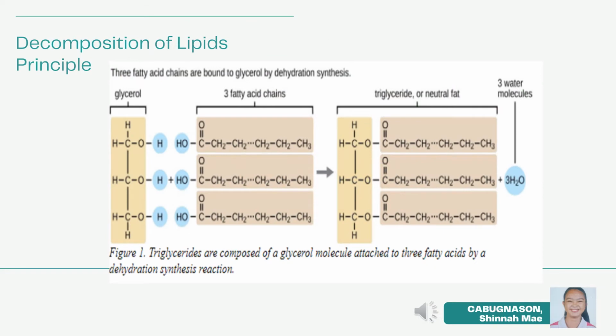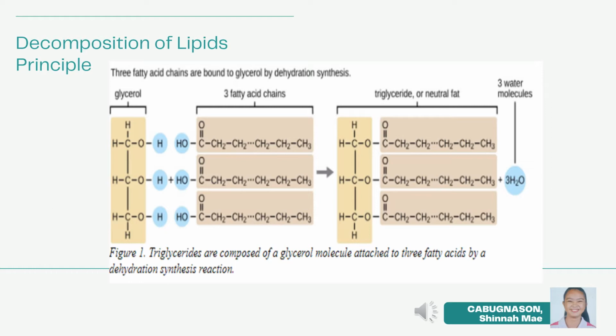Good day everyone. Now let's talk about the principle behind the composition of lipids. Lipids may also be used as carbon sources by some microorganisms. Lipases produced by microorganisms split lipid into glycerol and fatty acids that can be used as carbon sources for energy and growth. As shown in Figure 1, triglycerides are a form of long-term energy storage in animals. They are made of glycerol and 3 fatty acids.